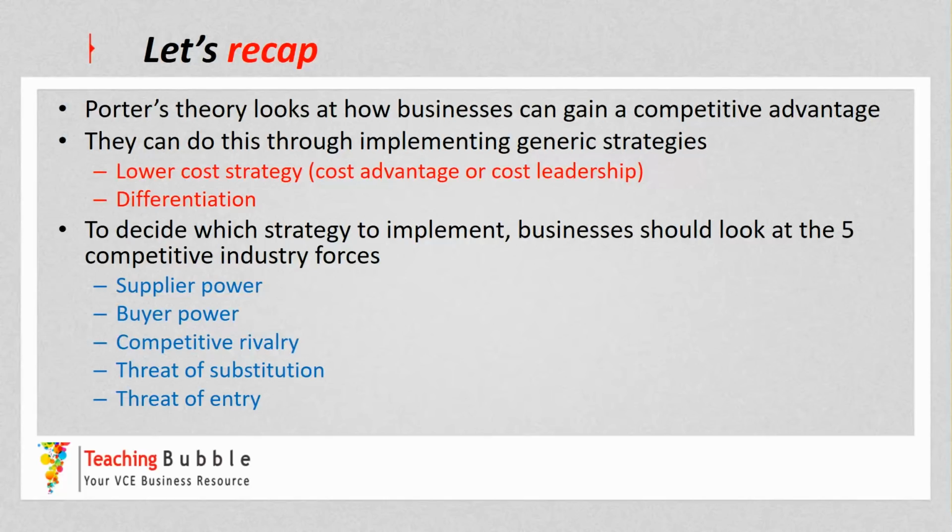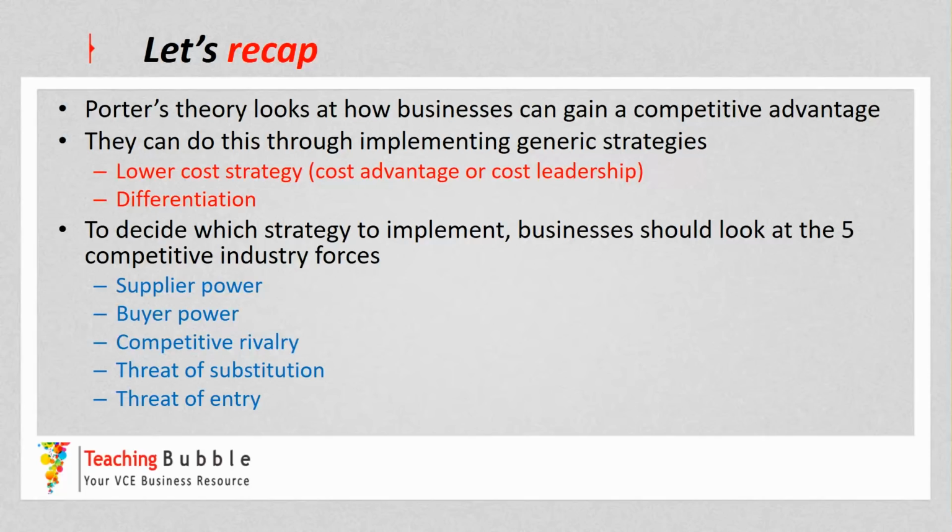Now, in order to decide on the business strategy to implement or the generic strategy to implement, a business should look at the competitive forces within the industry to see where the industry sits, look at their own strengths and see where they fit in with the current state of the industry, and make a decision about which strategy to implement.